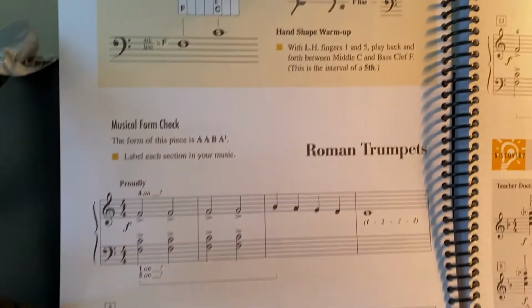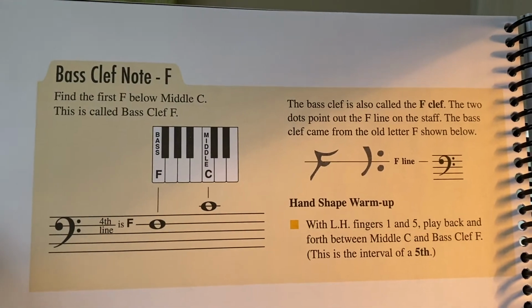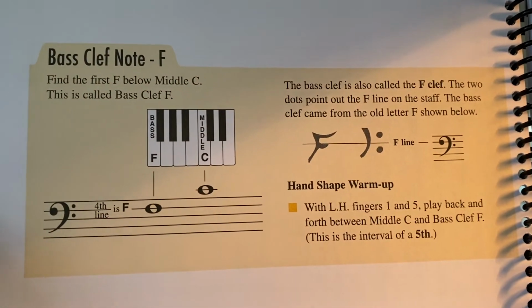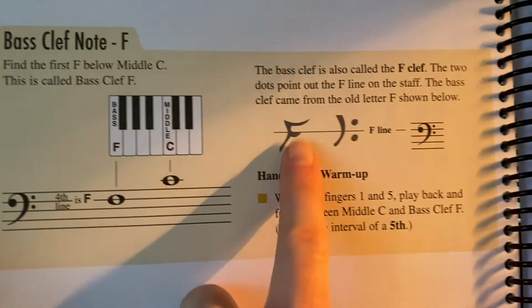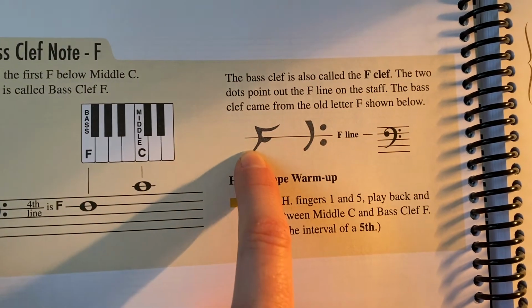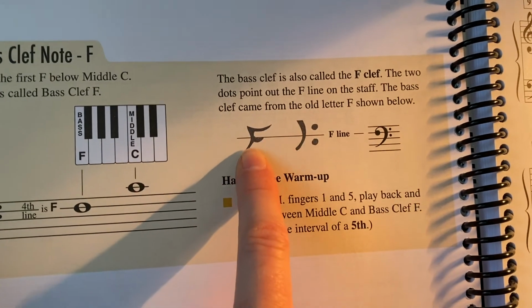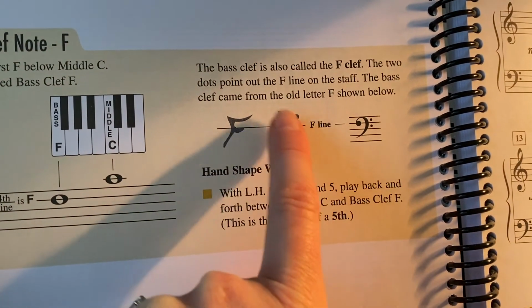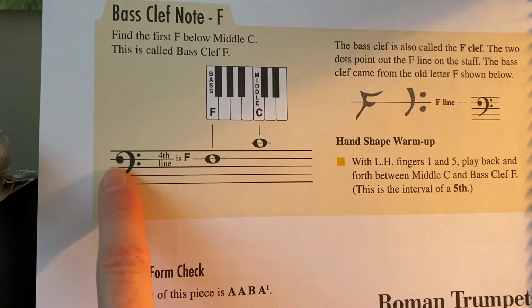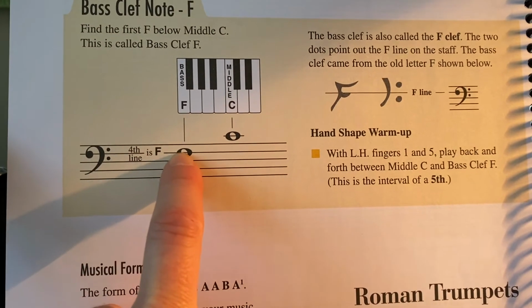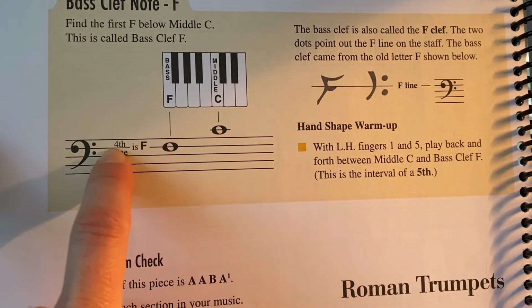is Roman Trumpets. They're going to teach you a little bit about the F clef, which is the bass clef. So it comes from the letter F, written in kind of old-fashioned. So they just put dots instead of lines, if you notice that. And it's around the F line here in the bass clef.